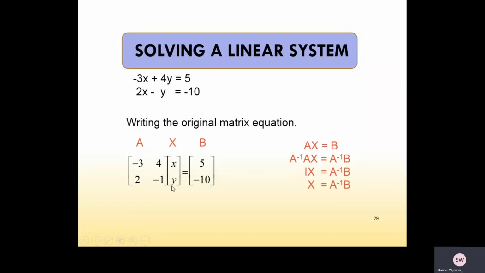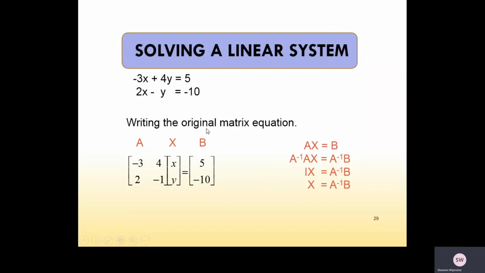And then the next matrix is the matrix of the unknown variables. It's a column matrix with two elements. The two elements are x and y. And then the matrix B, which represents the right-hand side values of the equations. So the right-hand side values are 5 and minus 10. And then we have to find these two values. That means we have to find this 2 by 1 column matrix X. So here's how we find this matrix X.